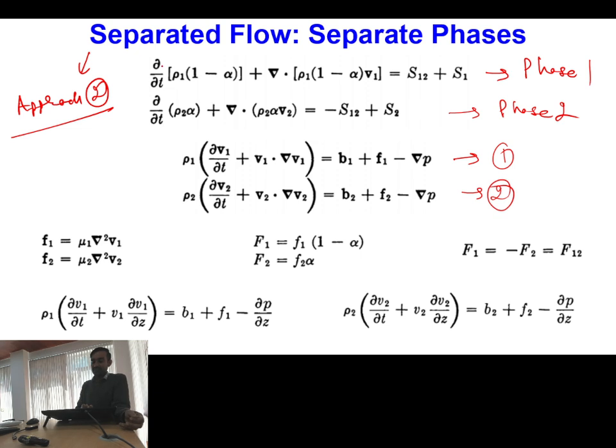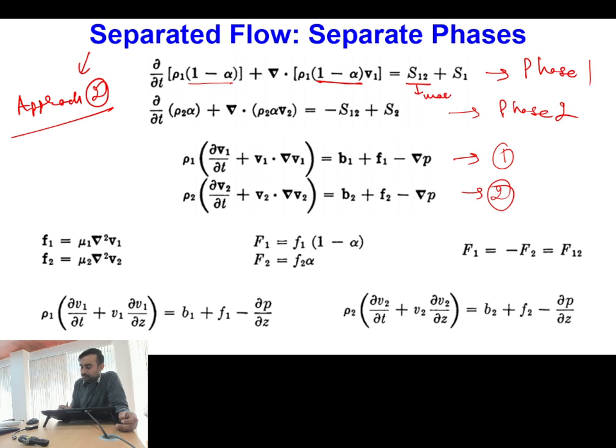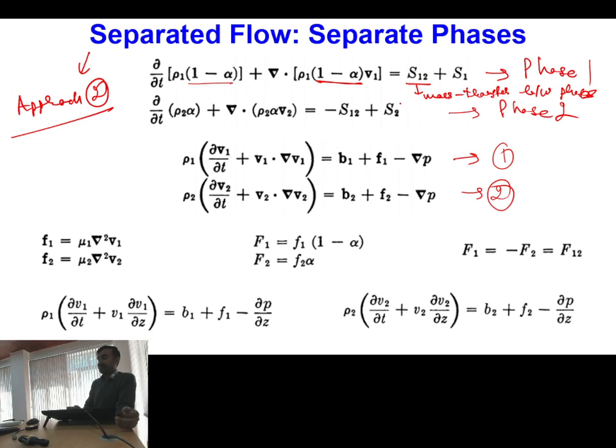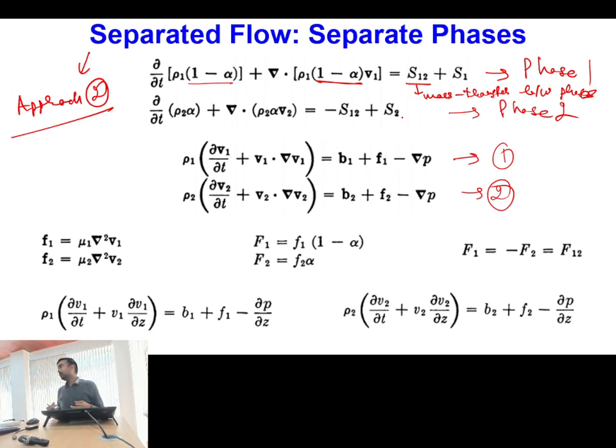So here in the continuity equation, when I am writing it, I write the corresponding fraction of that particular phase, and then S12 is the mass transfer between phases. This is between phases 1 and 2, meaning because of 1 to 2, 2 to 1, and S1 is the external source term.